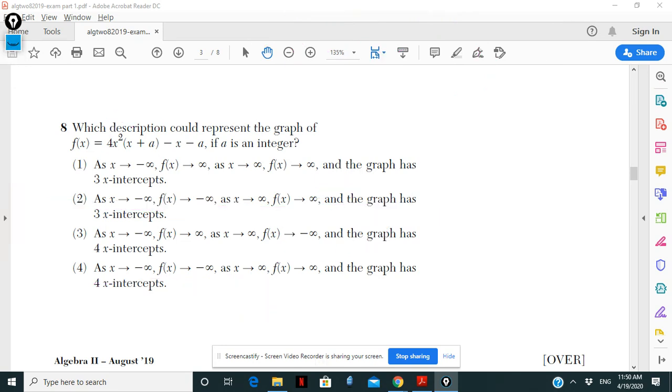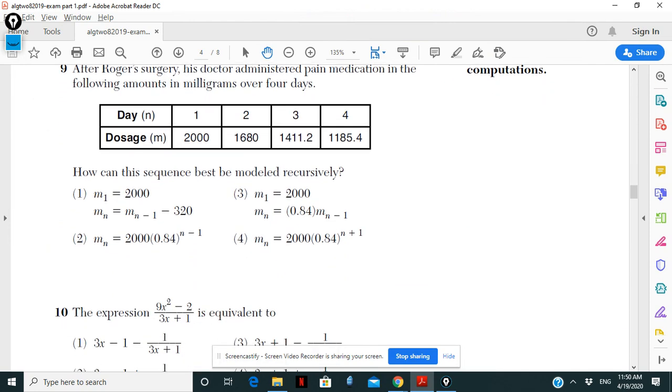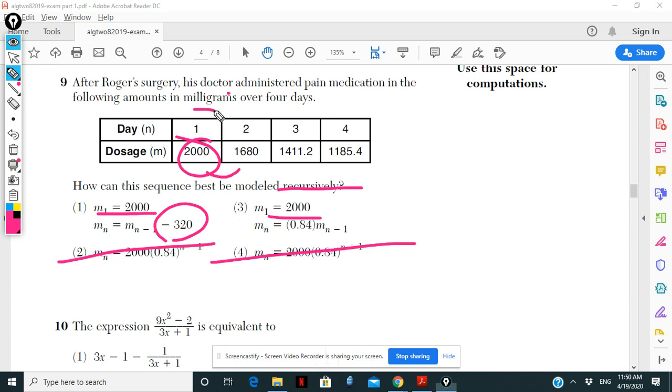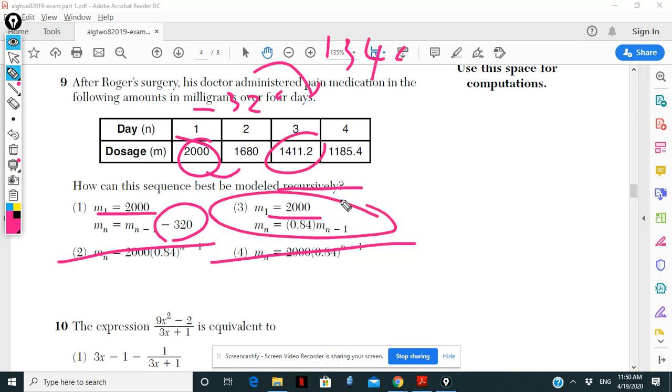Question number 9. Now, he's giving me this data, and now he's asking about the recursive. Recursive means I should have the first term and the formula. Number 2 and number 4 don't have the first term. Options 1 and 3 have the first term, which is 2000. Now I'm going to check. Here it's coming by minus, so here it's negative 320, but when you minus 320, it should give you 1340, not that number. So for sure it's going to be the geometric one, and it's going to be number 3.